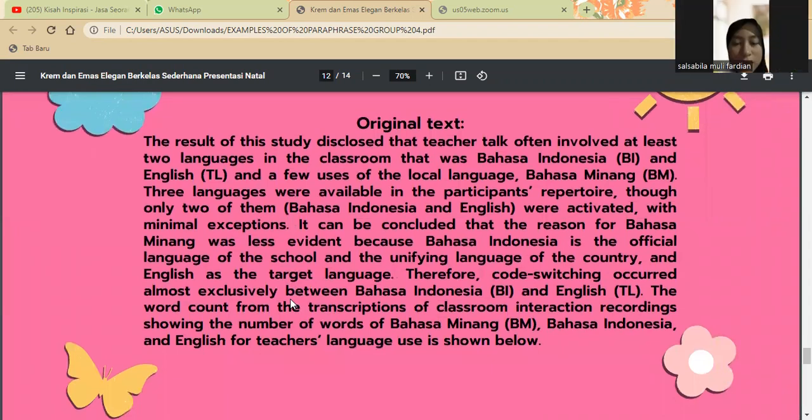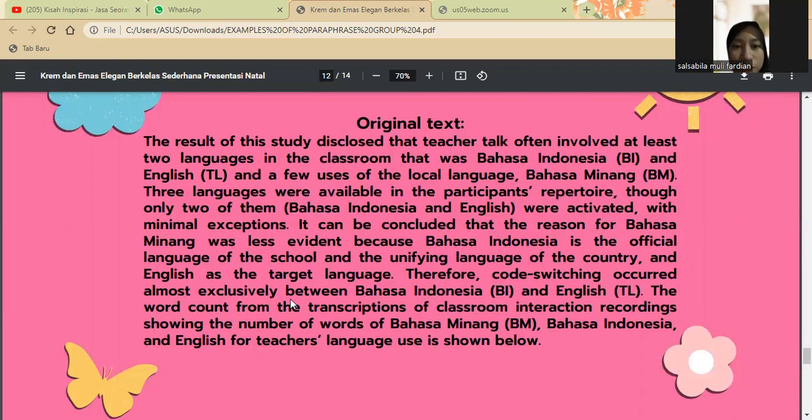Okay, thank you to Hadi. The next material will be presented by me. It is about how to paraphrase and an example of the paraphrase technique. The original text is: The result of this study disclosed that teacher talk often involves at least two languages in the classroom. That was Bahasa Indonesia or BI and English or TL, and a few uses of the local language Bahasa Minang, BM.